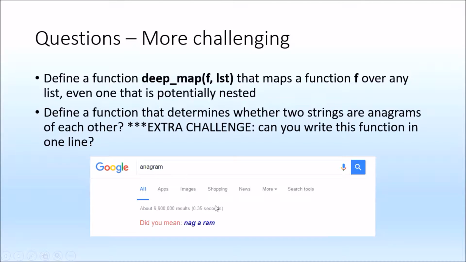So Google's having a little fun here, obviously, but basically an anagram is a word that can be created by rearranging the letters of another word. So that's the key idea here. And then also we have an extra challenge, which I'll also go over. Can you write this function in one line?